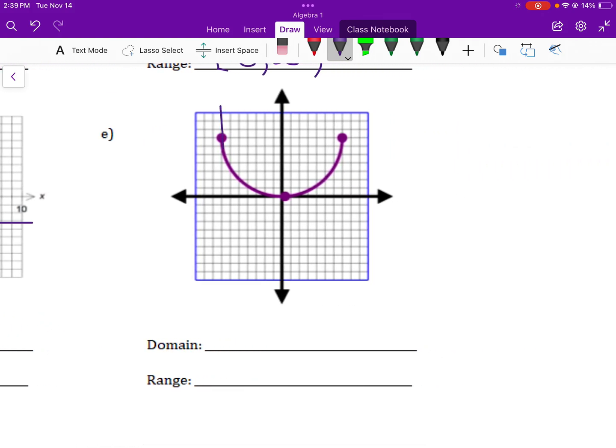Domain, again, getting our boundary lines here and here. That's going from -1, 2, 3, 4, 5, 6, 7, -7 to 1, 2, 3, 4, 5, 6, +7. -7 to positive 7. And then range is bottoming out at 0. Right, because it's right here at 0, all the way up to 1, 2, 3, let's see, 1, 2, 3, 4, 5, 6, 7. 0 to 7.